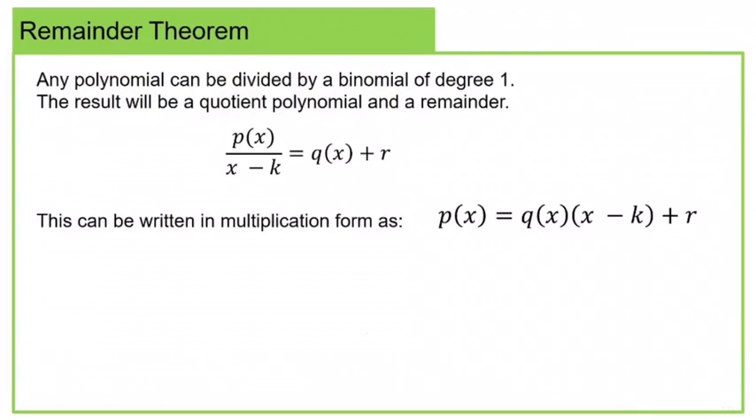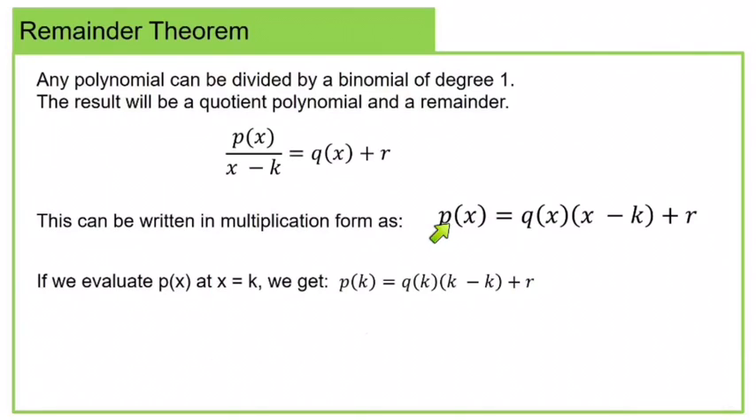Now we just saw that that can be rewritten this way. A polynomial can be written as the quotient times the divisor plus the remainder. Now, if you wanted to evaluate this polynomial at a number like, say, k, then p of k would be equal to q of k times k minus k plus r. So here it is written with the k's in there.